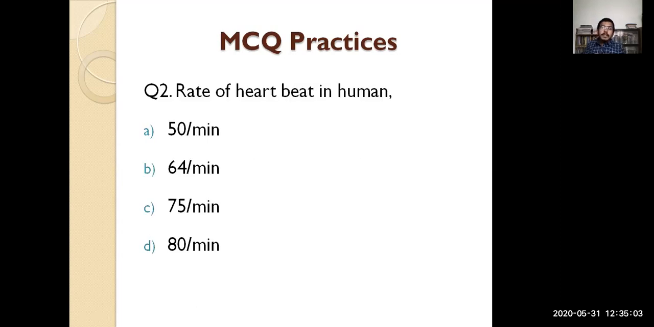And the normal rate of heartbeat in a human being is called sinus rhythm, and it's about 72 times per minute, but this is not in our options, so we look for the nearest standard value, that is 75 times per minute. But this heart rate can increase or decrease according to different physiological conditions, exercise, stress, or so many factors. But here we are concerned mainly with the normal heart, that is sinus rhythm of the heart.